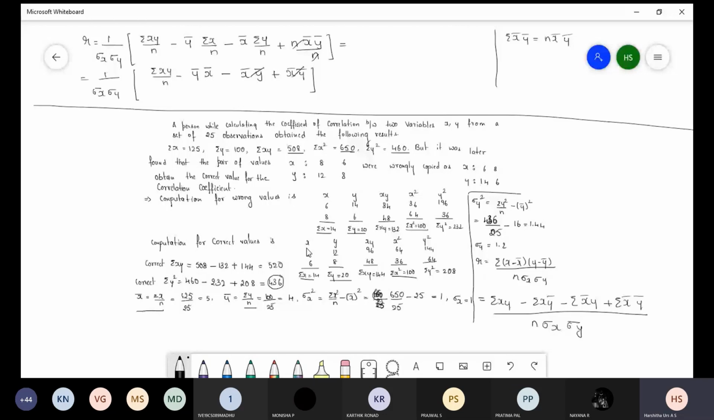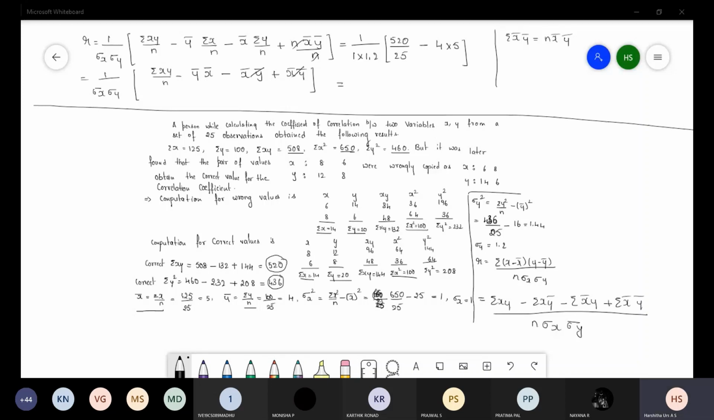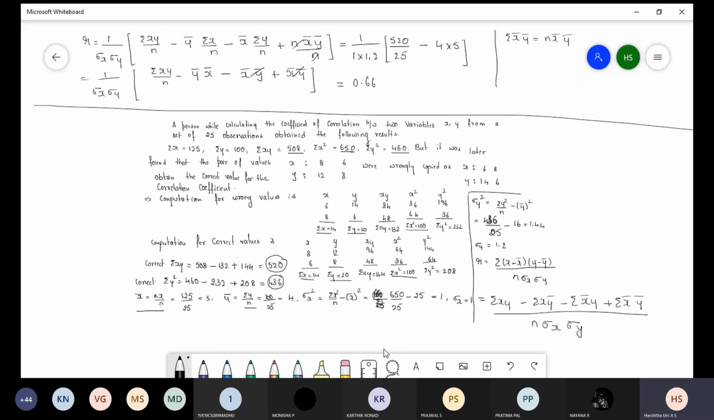So here we have to substitute the values. Sigma x value is 1 into sigma y value is 1.2. Open the bracket. Sum of xy means the new value we have got here, that is 520 divided by n value is 25 minus y bar value is 4 into x bar value is 5. Approximately 0.666, approximately we can write 0.67.